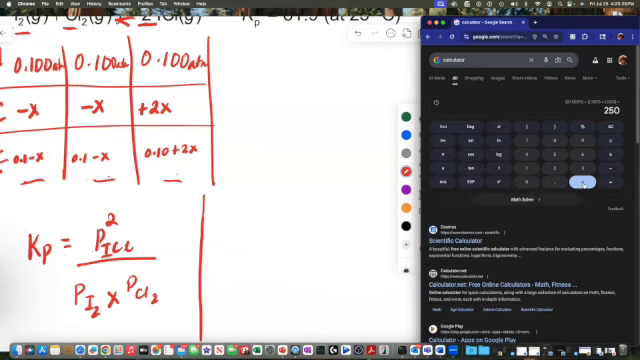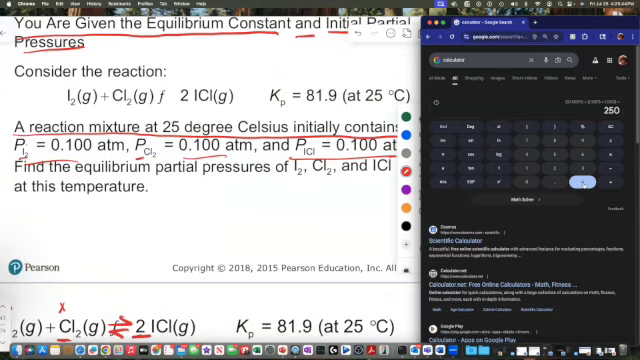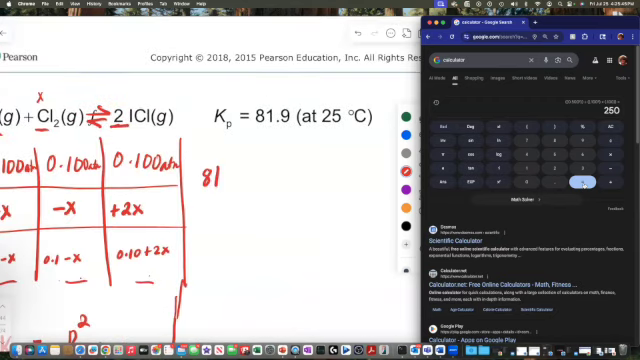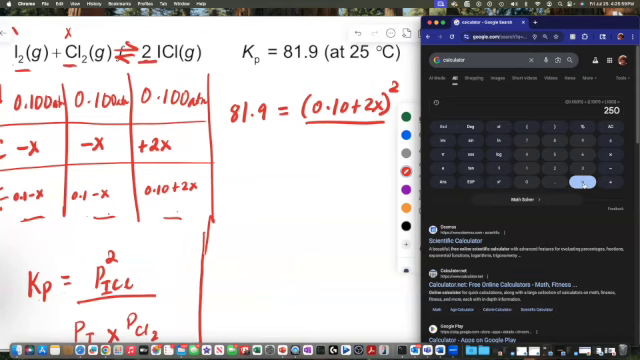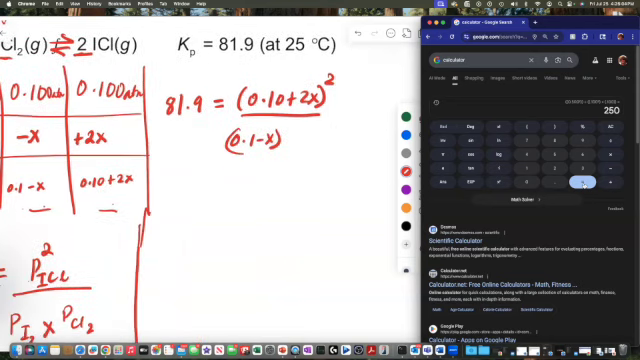Okay, let's see if we can work this out here. So we got this. What is Kp over here? Kp is given to us as 81.9. Plug in the numbers here. We have 0.10 plus 2x squared over 0.1 minus x times 0.1 minus x.